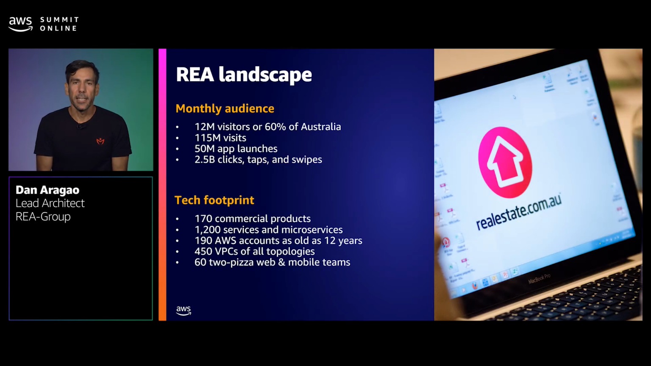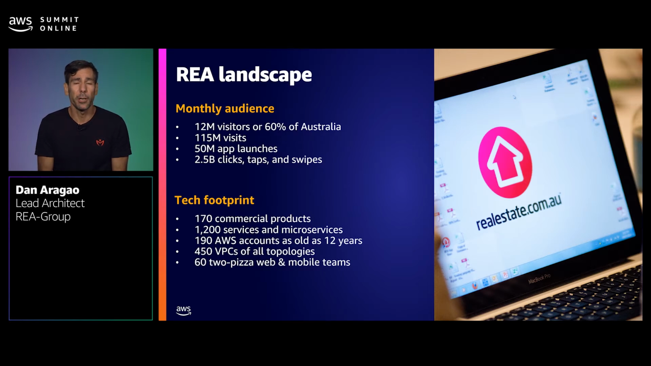So this is REA's landscape. We are a big company. We have a lot of people coming to our websites and apps every month. We roughly see 60% of the adult population of Australia visiting us. And that creates a lot of data. We have roughly over 2.5 billion clicks, taps, and swipes in every interaction with our users. And to be able to cater for all of that demand, we have many systems. We have over 1,200 services and microservices. We have many commercial products. We have over 190 AWS accounts, and some of them are as old as 12 years. So we've been on this journey with AWS for a long time.